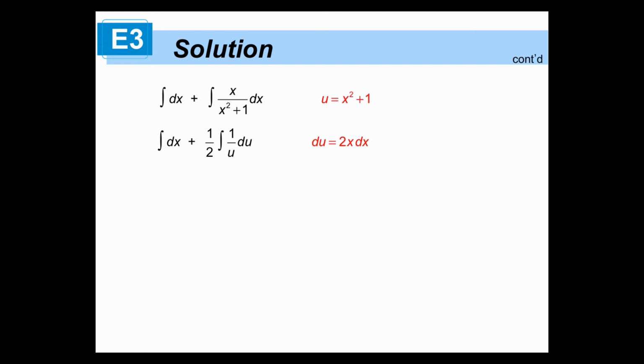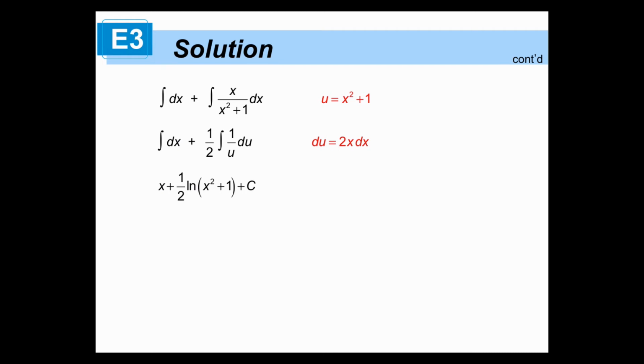It moves a 1/2 out in front, and that becomes 1 over u. What's the integral of 1 over u? Natural log of the absolute value of u, plus c. And what's the integral of dx? x, plus c. But do we need 2 c's? No, you just need 1. So I substituted it back in there.